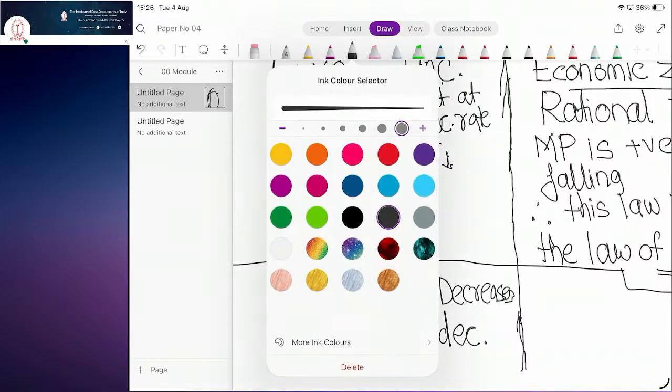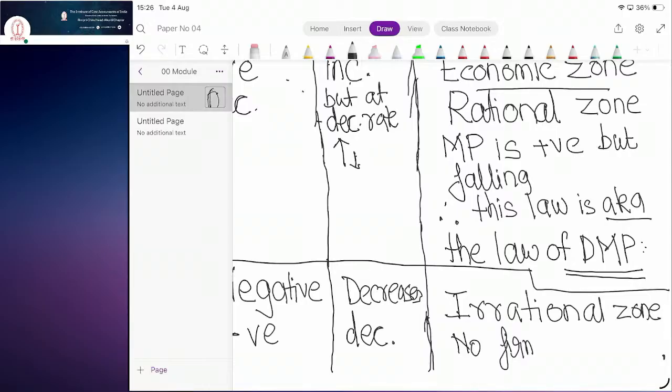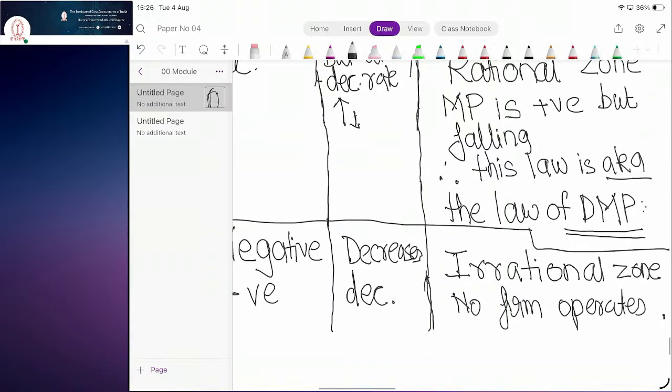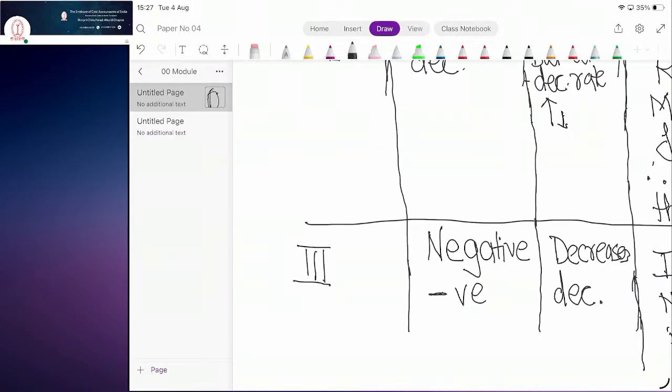Therefore, write this. This region is called the irrational zone, since no firm would ever operate in this region. No firm operates in this region.